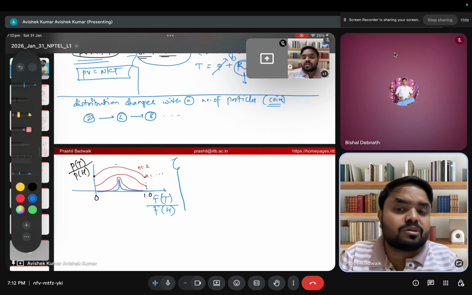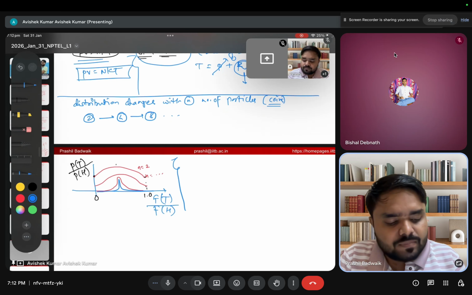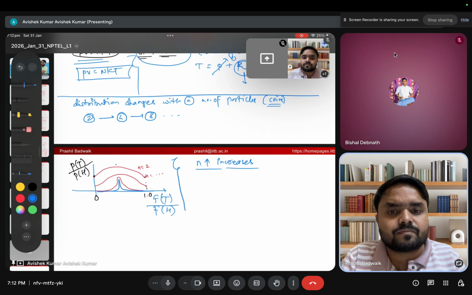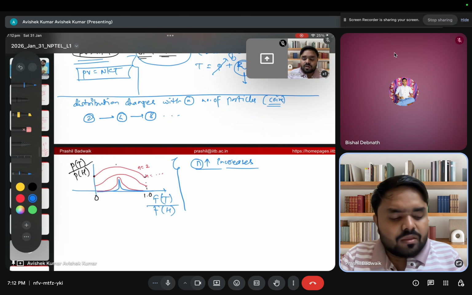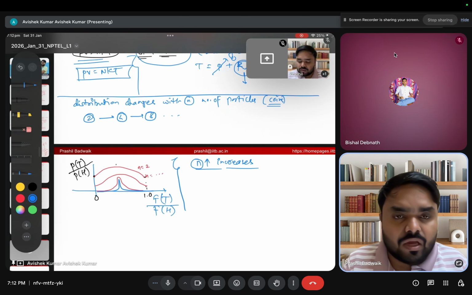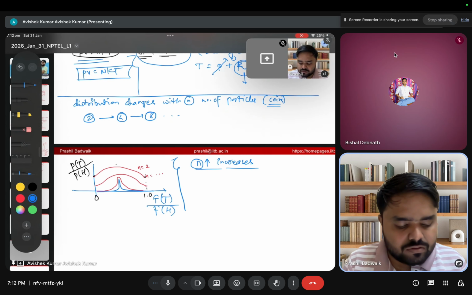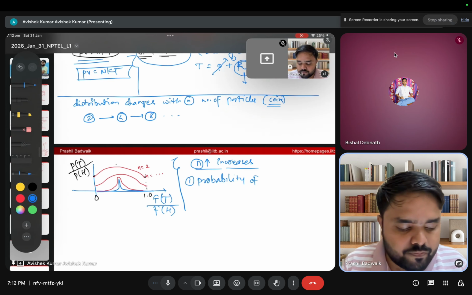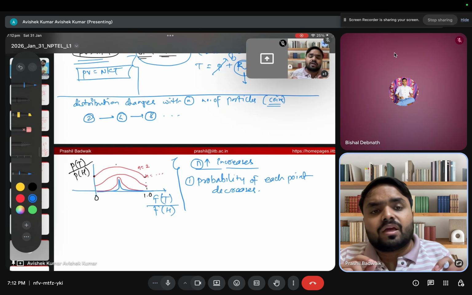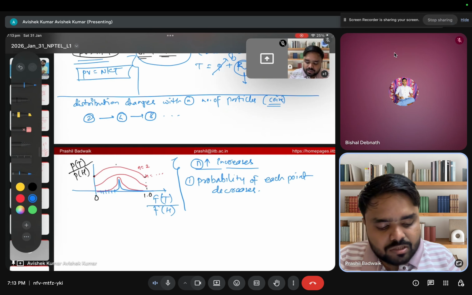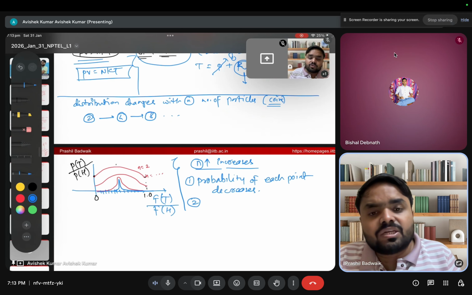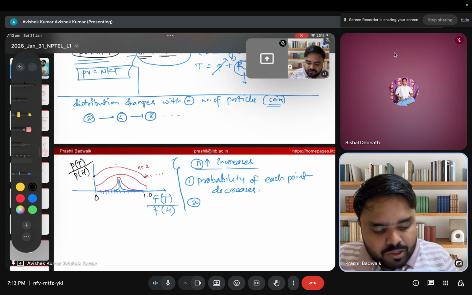So what were the observations? We saw that as n increases, the probability of having any fraction of heads decreases. That is what we are seeing in this curve, right? The probability of having any value present on the x-axis has decreased. Correct? Probability has decreased.